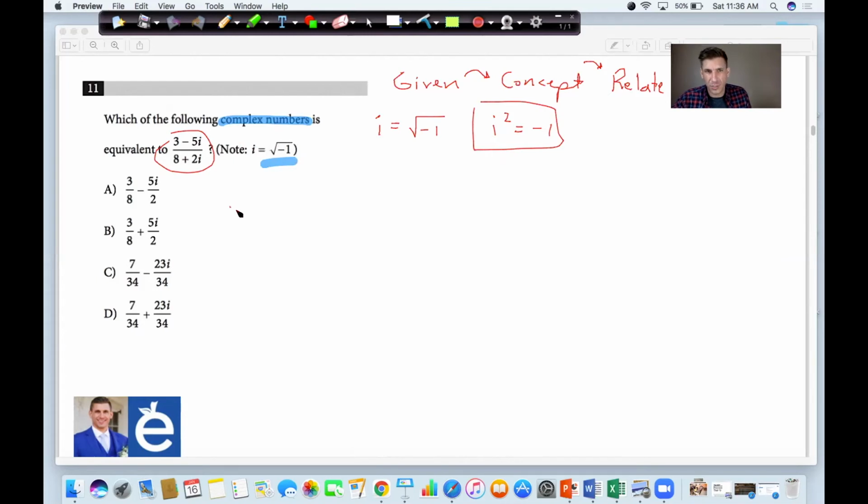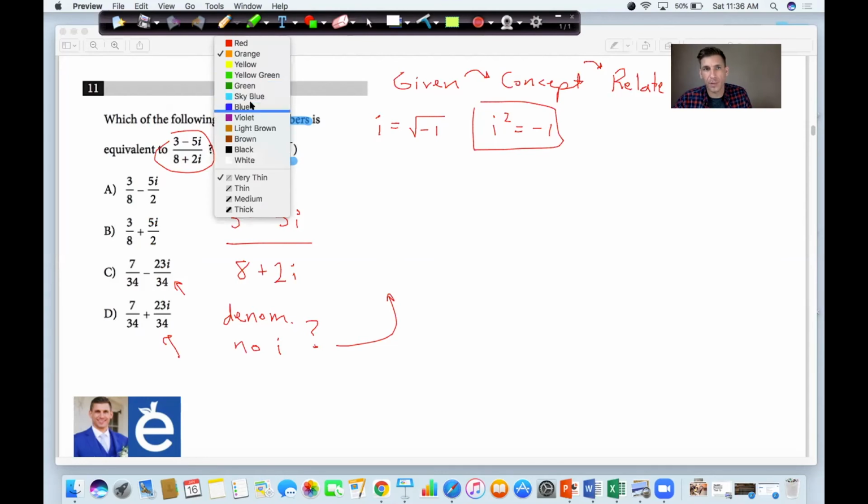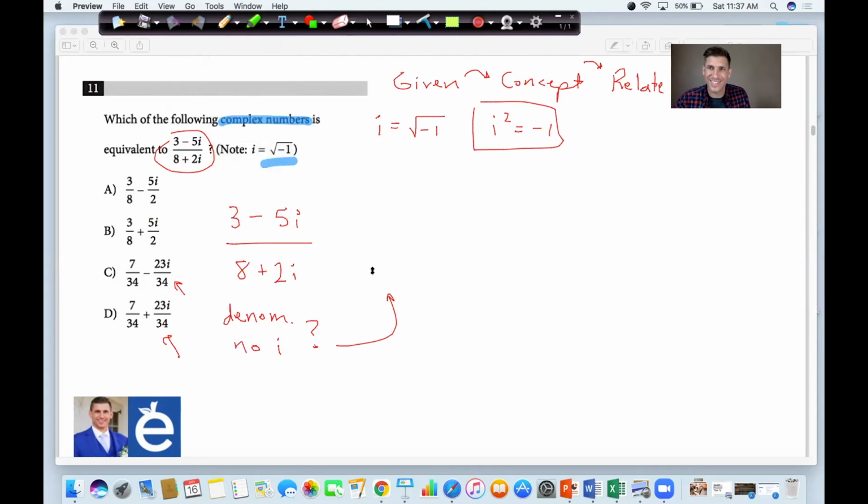What you want to pay attention to is that this says 3 minus 5i over 8 plus 2i. What you want to notice is that in your denominator, there's no i, right? So the question is, how does that happen? What mathematical way do they remove i from your denominator? And I hope you might remember, although I forgive you if you don't, that the way to do this is to multiply by the conjugate.